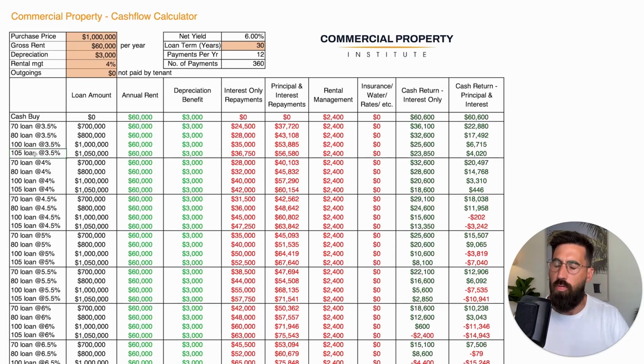Similarly, if you look at an 80% loan or 100% or 105%, the 105% is used when you're using 5% for purchasing costs. So you're pulling equity from another property, but you're using it to pay things such as stamp duty, which is around 3.5%, legal costs or a buyer's agent cost. It's just a nice conservative figure to look at.